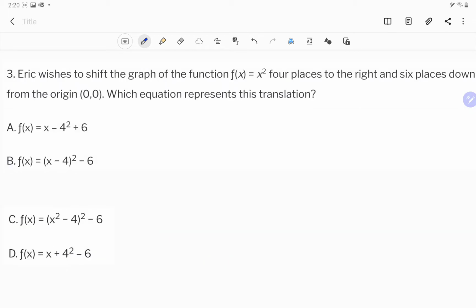Okay, let's proceed to number 3. Eric wishes to shift the graph of the function f of x is equal to x squared 4 places to the right and 6 places down from the origin (0, 0). Which of the equations represents this translation?